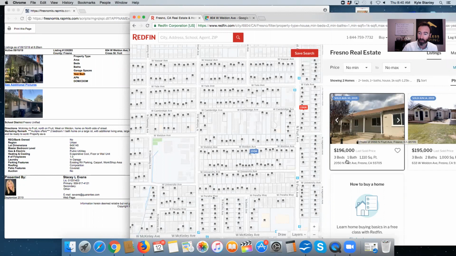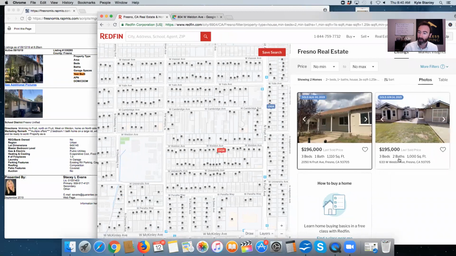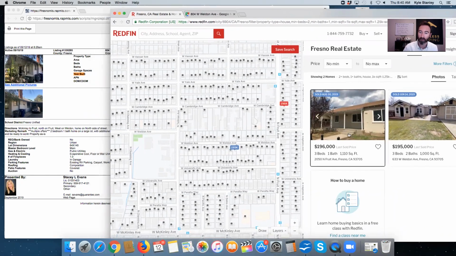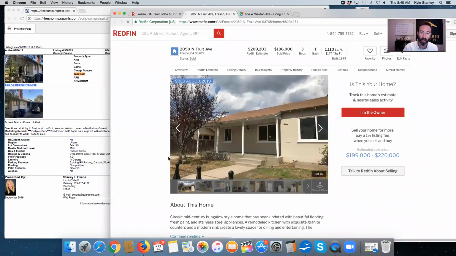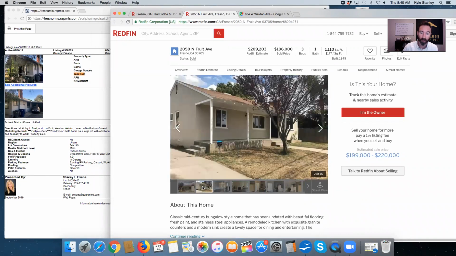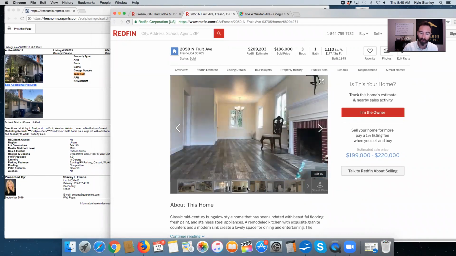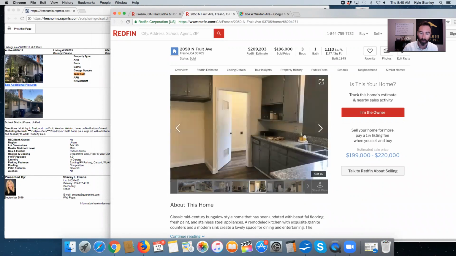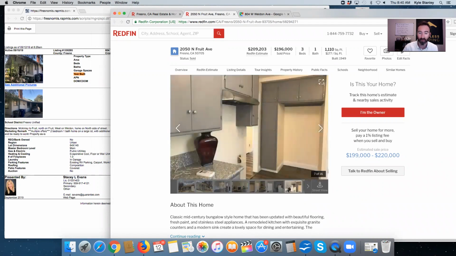Let's look at this. A 3-1, 1,110 square feet, which is a little smaller than ours, and a 3-2, 1,000 square feet. I'm going to click on these and really dive in deep to figure out what is like this property and what is unlike it. The first thing I'm going to look at is whether this house is as nice as what I'm going to produce as a flip. And yeah, this is a nice house.